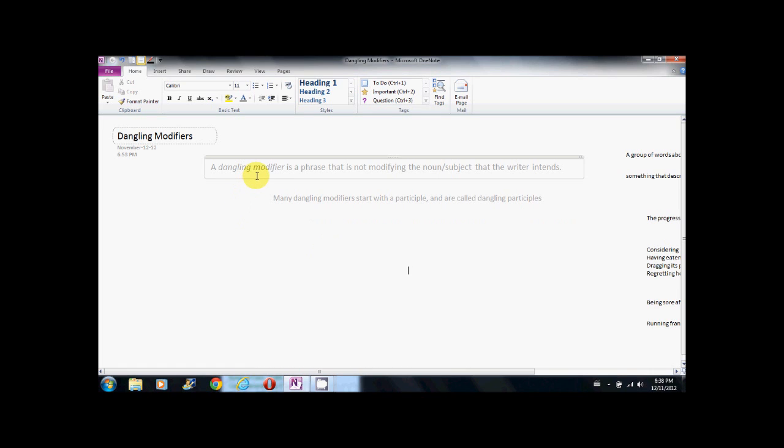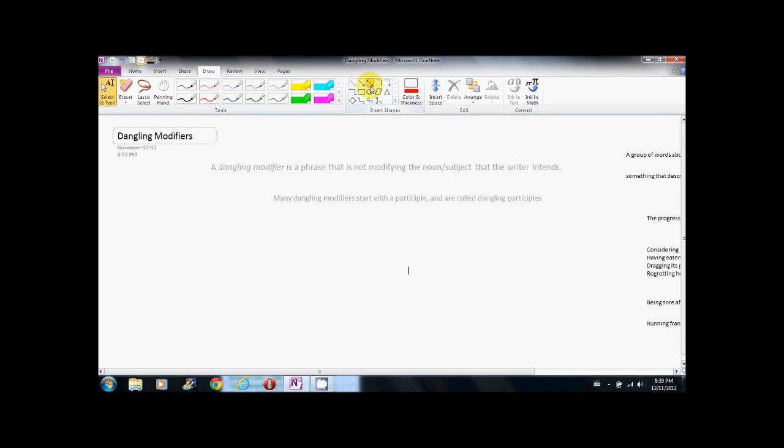So, a dangling modifier is a phrase that is not modifying the noun or subject that the writer intends. So, what does this mean? Let's take a look at some of the terms that are in this definition. A modifier is simply something that describes or modifies a noun. Now, the most common form of a modifier is an adjective because it does describe a noun in some way.